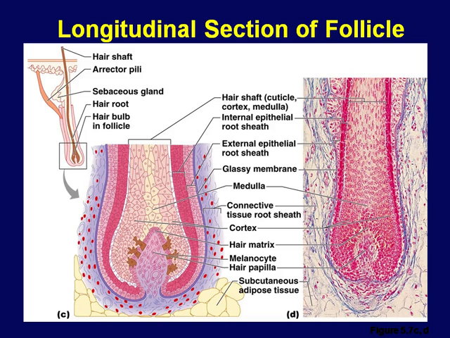Immediately deep to the glassy membrane is a single layer of cells at the hair bulb that increases in number in the vicinity of the stratum corneum. This layer of cells is known as the external root sheath.